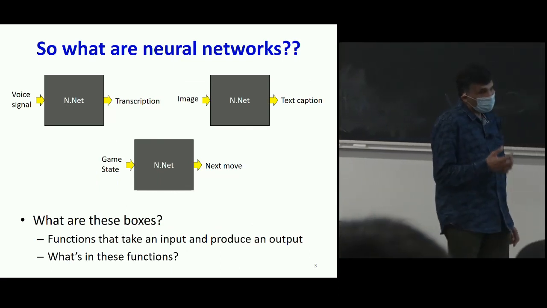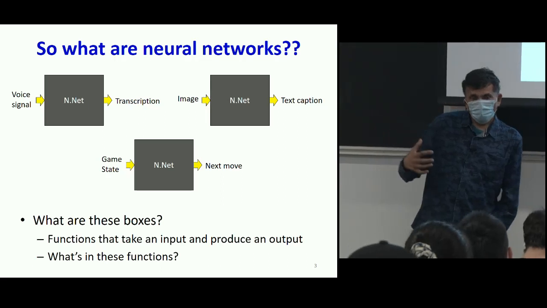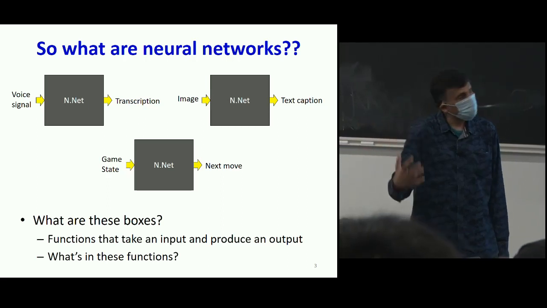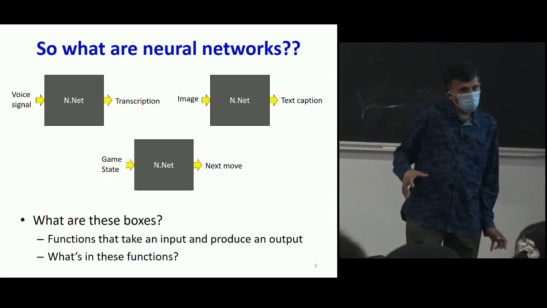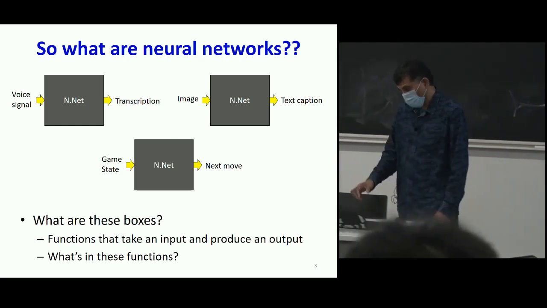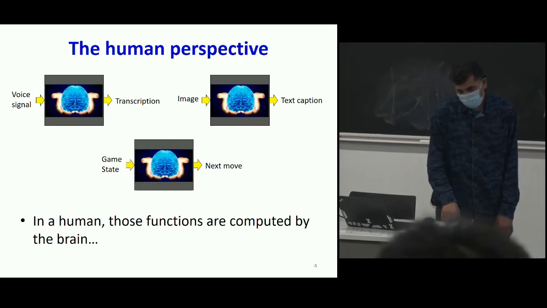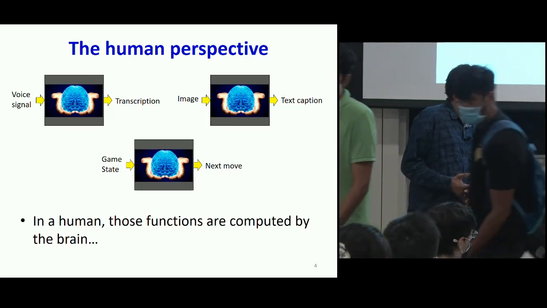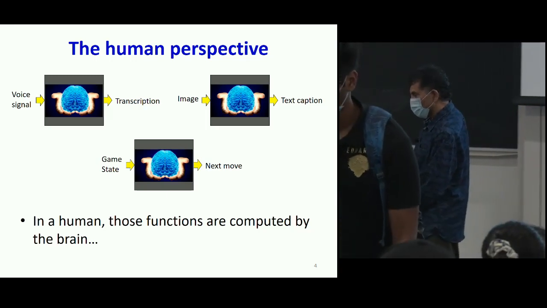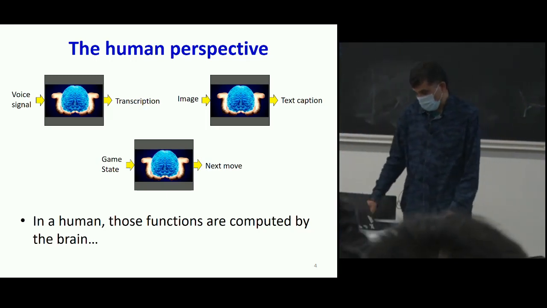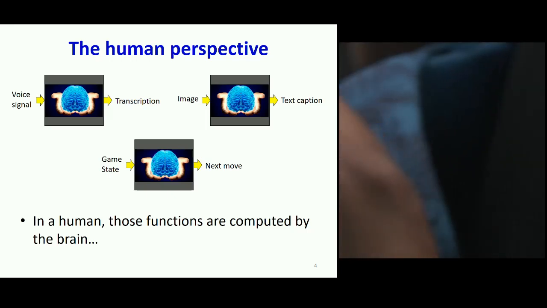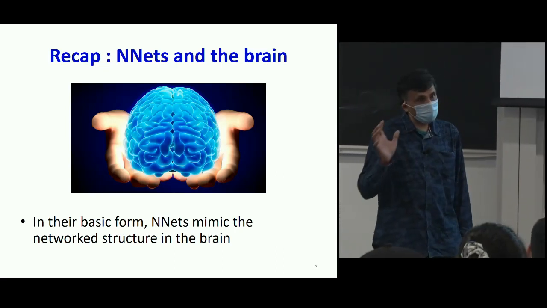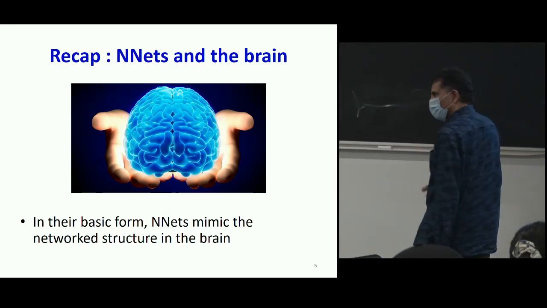But then what are these neural networks? From where we stand, neural networks are just these boxes that take some input and produce some output. They are functions. So what we are really interested in is what is in these boxes. What are these functions about? And to try to compose these functions, we started off with the basis of intelligence, the human brain. In human beings, these functions are computed by the brain. And so neural networks in their basic form try to mimic the network structure in the brain. We saw all of this in the last class.